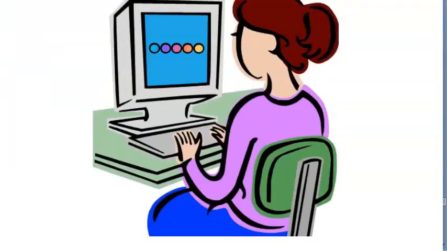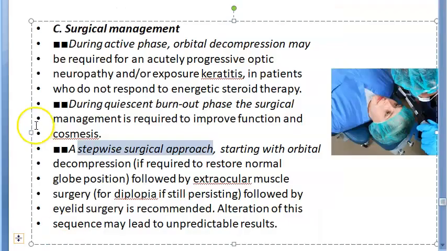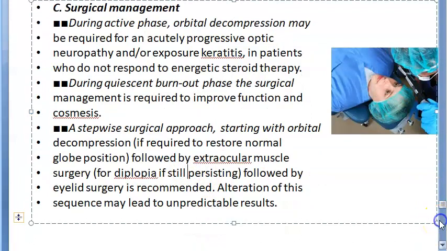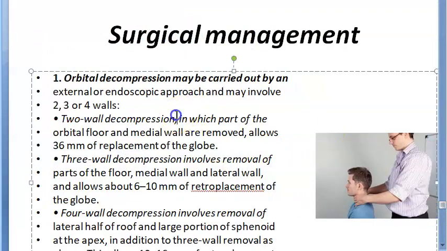What are we looking at? Surgical, yes, of what? Thyroid eye disease, TED. What did we see in the surgical? We said to do orbital decompression. Good. So let us look at the surgery. You start with the orbital decompression, followed by the extraocular muscle surgery, followed by the eyelid surgery. So first you try orbital decompression.